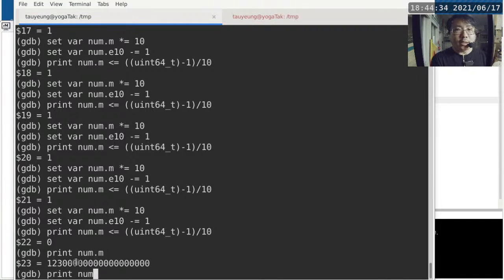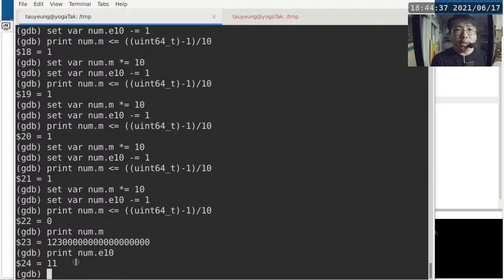Well, okay, let's take a look at E10 first. E10 is now 11, so we got pretty close. We started off with 28 and we just want to get it down to 0. But we can no longer keep doing this, which is making m 10 times as large as before and then decrementing E10 for every single iteration. That's because m is already maxing out what we can represent using a 64-bit unsigned integer. So what we need to do is to make room for that.